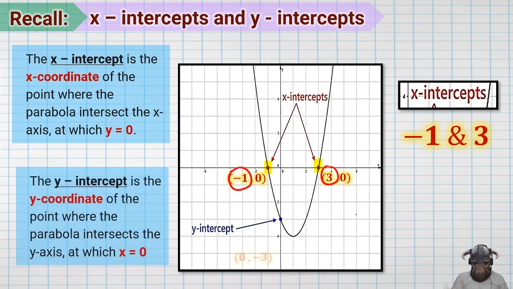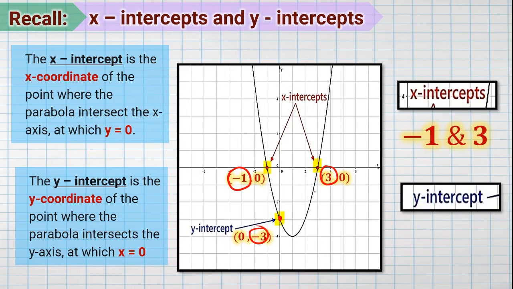At the same time, the y-intercept is the y-coordinate of the point where the parabola intersects the y-axis. This is also the point where your x is equal to 0. In this case, we are just considering the y-coordinate. On this point, we have the point 0, negative 3. We'll just be considering negative 3 as our y-coordinate. So our y-intercept will be equal to negative 3.